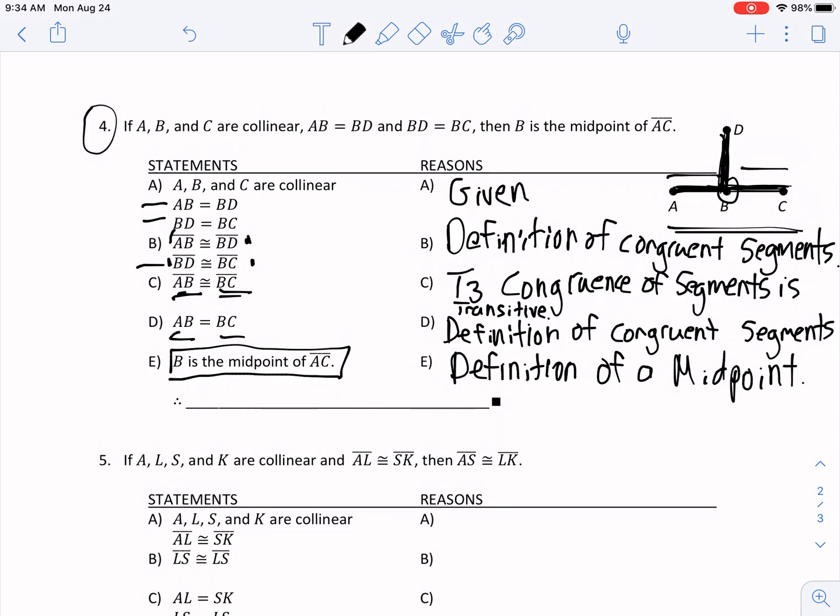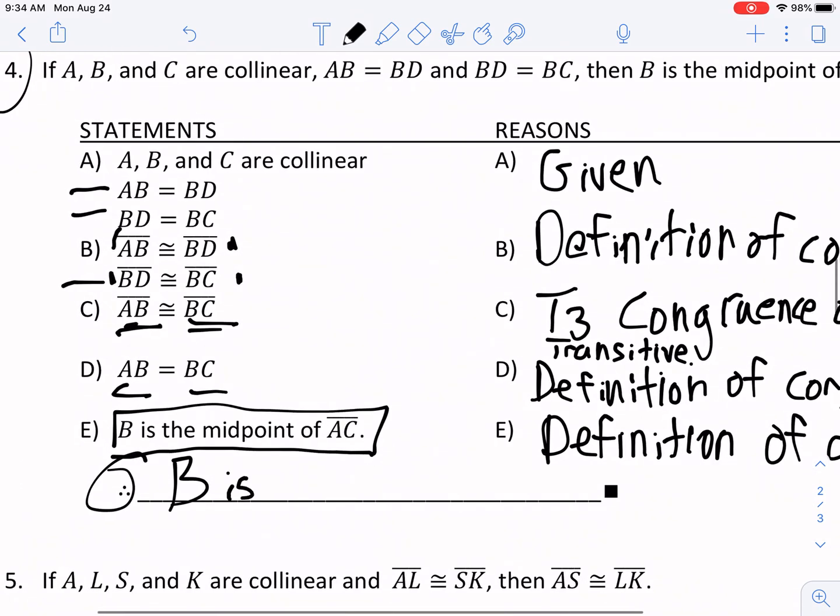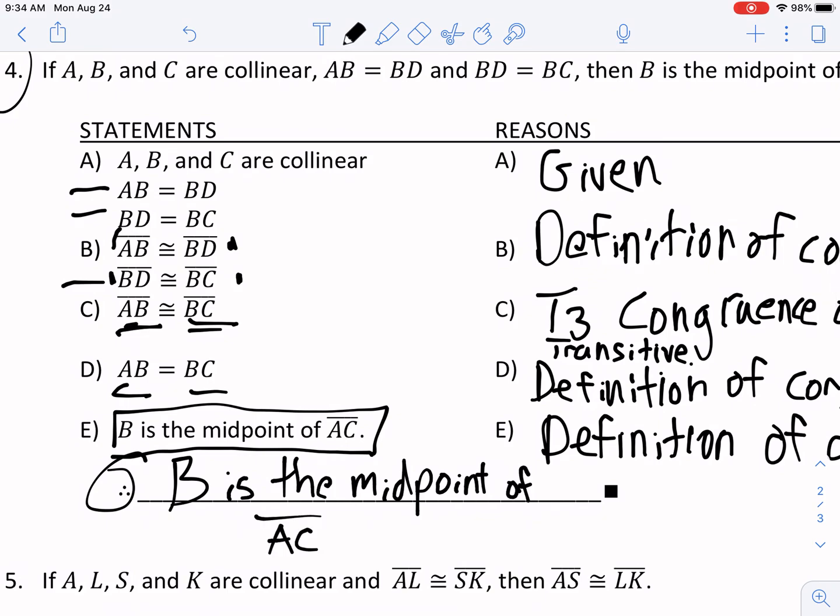Okay, and then therefore B is the midpoint of segment AC. Okay? So we'll work on the other ones together in class, and then you also have the concept check, but this is the same idea as what we've seen before. We just have to draw upon the knowledge we already know between our postulates, our theorems, and our definitions.